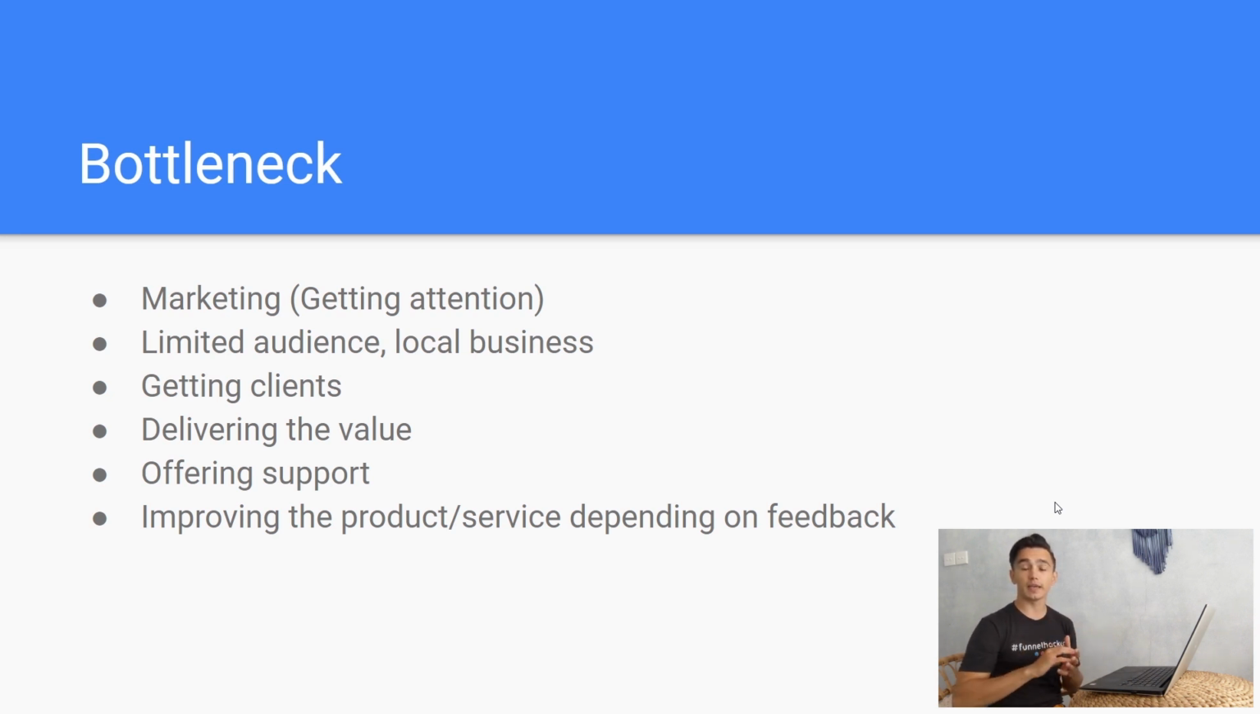Getting clients is also about the sales. So marketing and sales are separated. Marketing is getting attention, sales is getting that attention from people, getting them to buy, to take the action of purchasing your product or service.